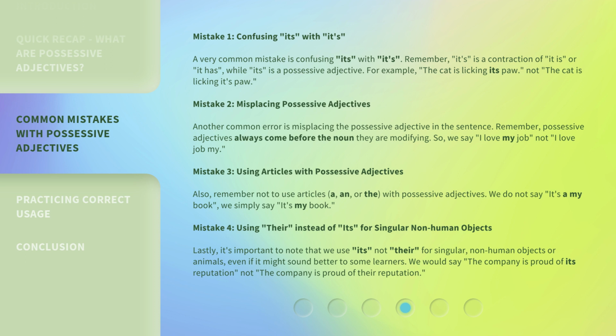Mistake 4. Using their instead of its for singular non-human objects. Lastly, it's important to note that we use its, not their, for singular, non-human objects or animals, even if it might sound better to some learners. We would say, the company is proud of its reputation, not, the company is proud of their reputation.